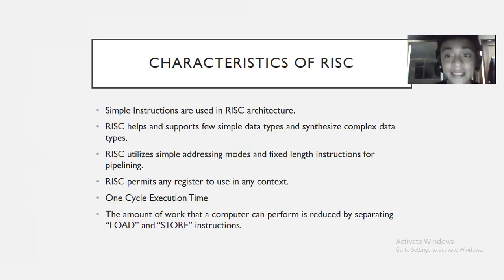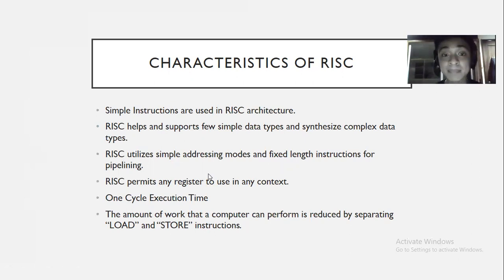Now let's compare it to the characteristics of RISC. RISC architectures use simple instructions, in direct contrast to CISC, which uses complex instructions. RISC supports few simple data types and synthesizes complex data types. What this means is they support few simple data types. However, with these few simple data types, they can synthesize, or make, complex data types. That's how RISC does things.